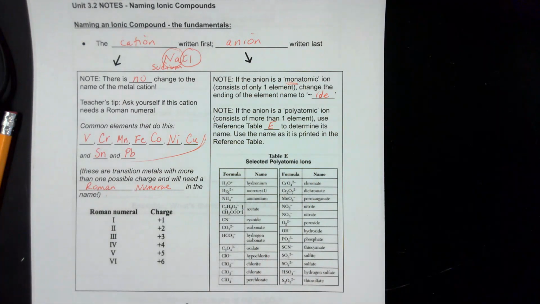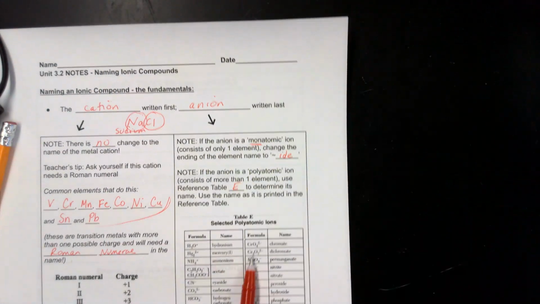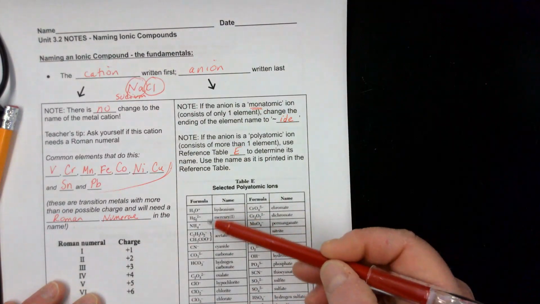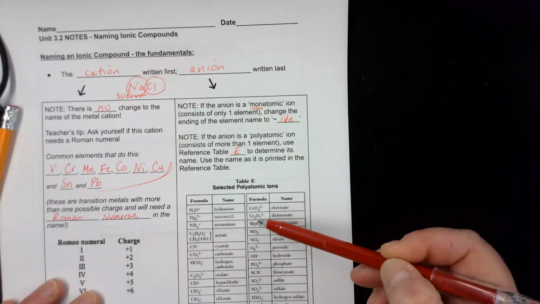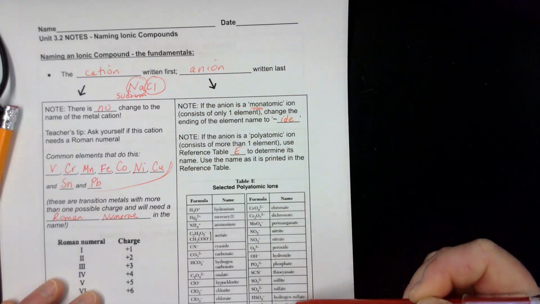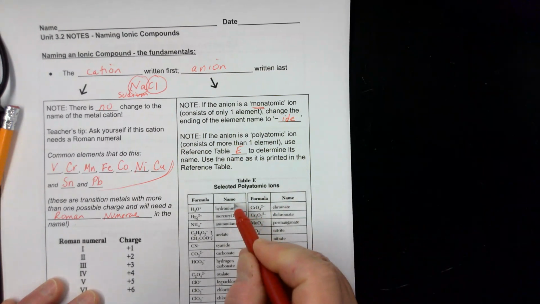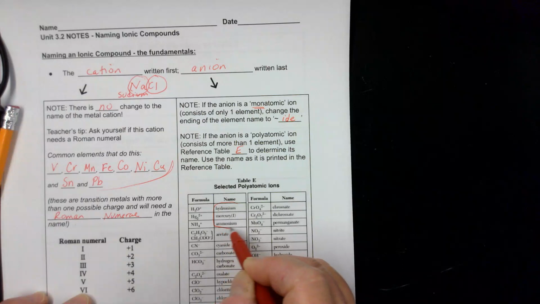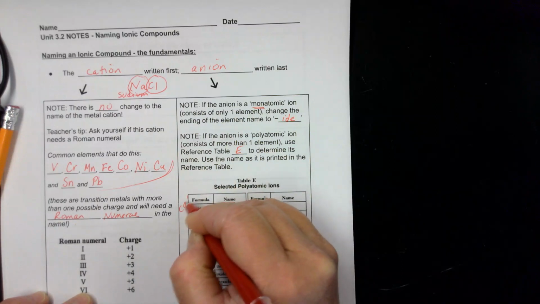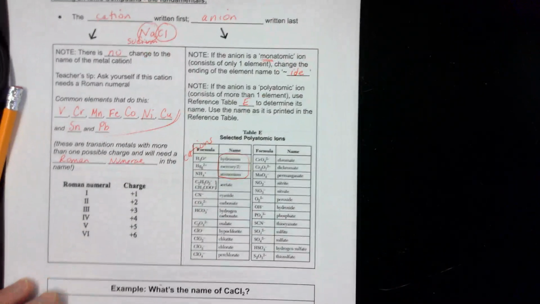Reference table E looks like this, and it can be found in the reference tables on the page with reference table E and reference table F. This is what it looks like. What you would do is look up the formula of that polyatomic ion, and then the name is just given to you. So these are all names of anions, with the exception of these three right here, which are the only cations on this chart. Every other ion on this chart is an anion.